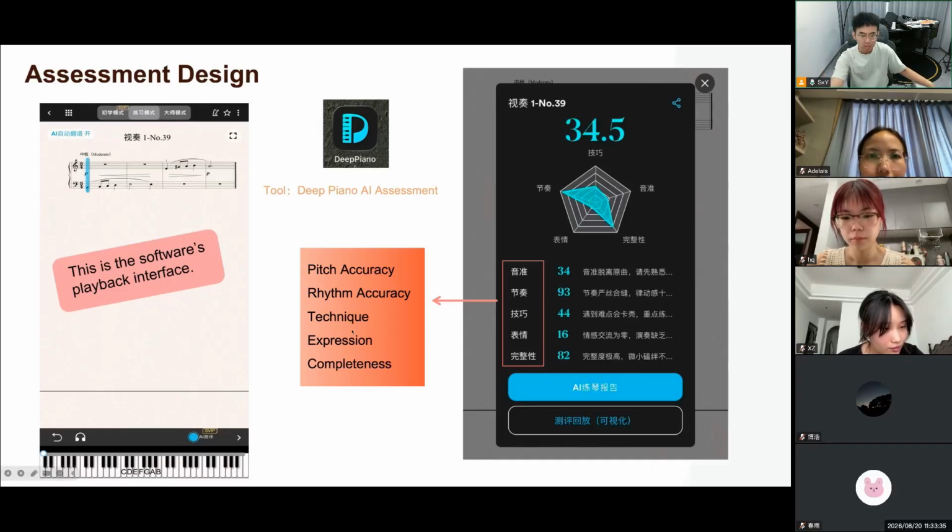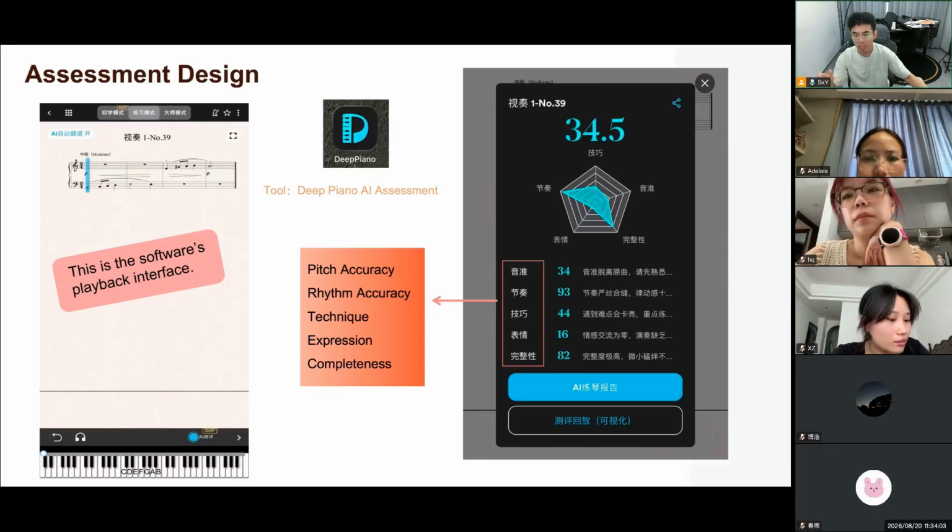Third, technique. This includes basic control skills during playing. Fourth, expression. For example, dynamic changes, F and P, and the musical expression. Fifth, completeness. This measures whether the student can play continuously and finish the whole music excerpt.